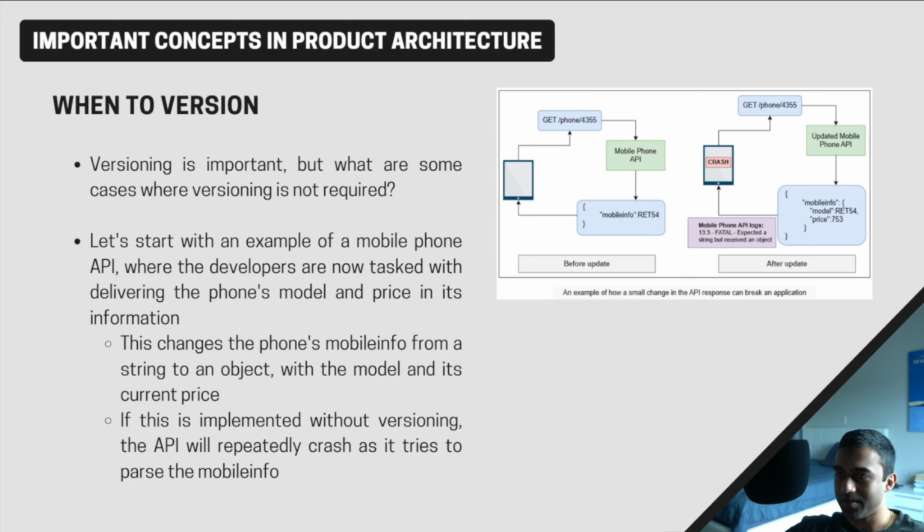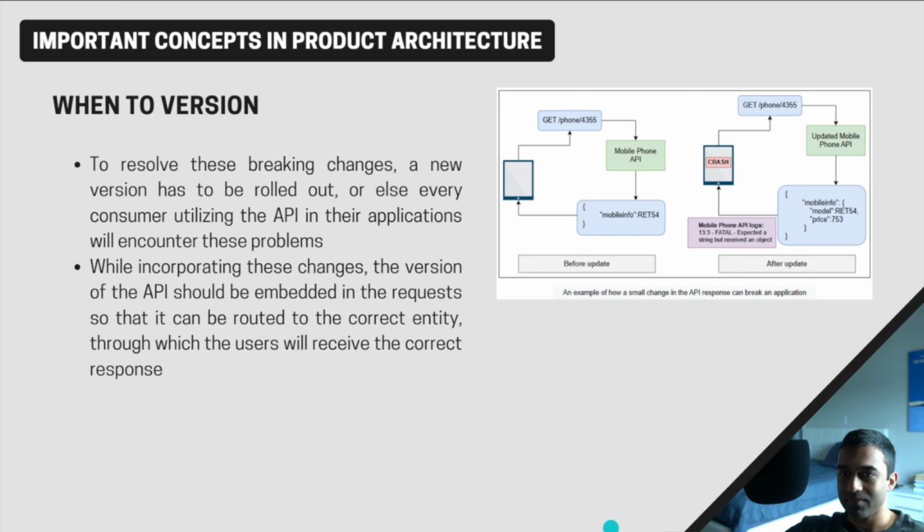So here in this example, we can see that our mobile application is calling our mobile phone API and we're getting a string, but then in our new example, we are actually getting an object which will cause our mobile phone to crash, right? And to resolve these breaking changes, a new version has to be rolled out, or else every consumer utilizing the API in their applications will encounter these problems. While incorporating these changes, the version of an API should be embedded in the request so that it can be routed to the correct entity, through which the users will receive the correct response.